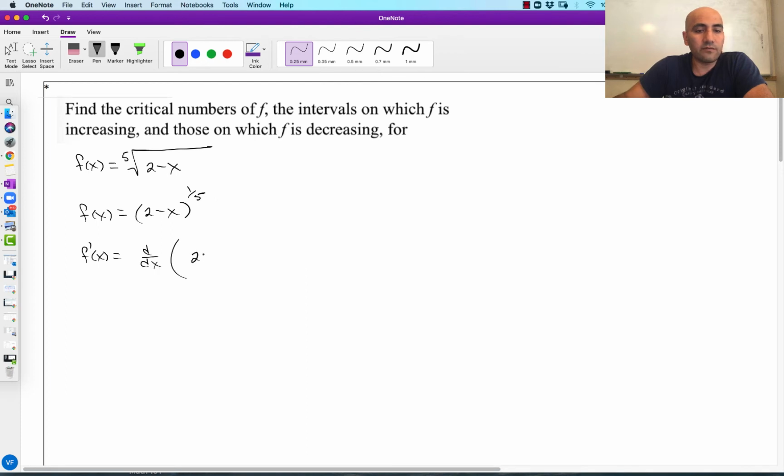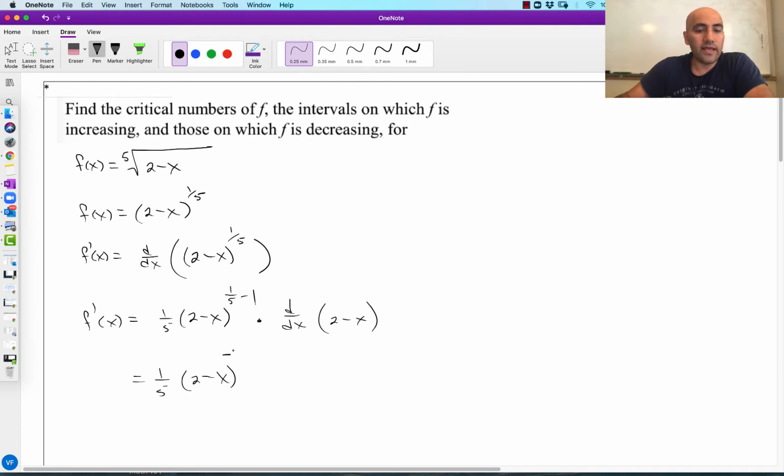Back to f of x of this function. So we know we have to use our chain rule. So f prime of x is going to be equal to 1/5 times 2 minus x to the power of 1/5 minus 1 times the derivative with respect to x of 2 minus x. So this is going to be 1/5 times 2 minus x to the power of negative 4/5, common denominator there for the 1, times the derivative of this function, which is just going to be negative 1.